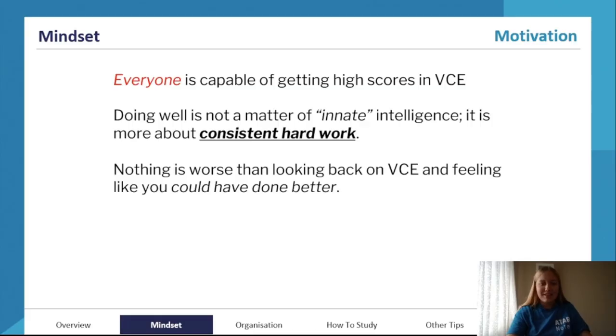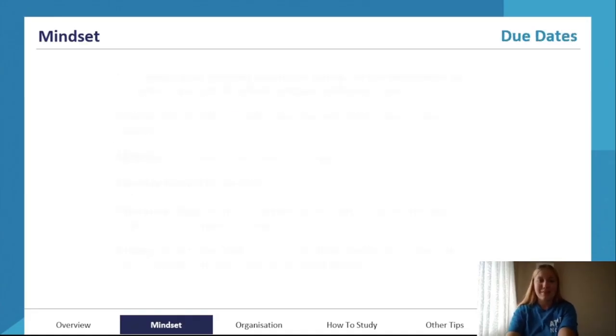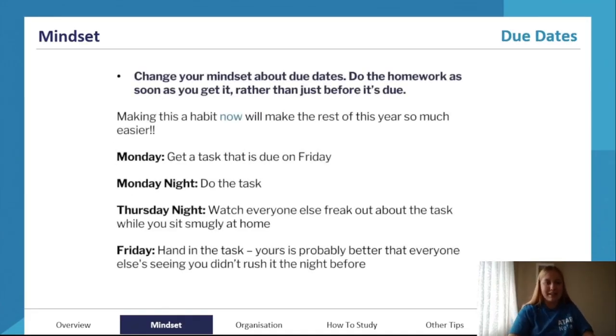And nothing is really worse than looking back on VCE and feeling like we could have done better, or a lot better, and having regrets about our results and how we studied. So it's really important to change our mindset about due dates. That's the first strategy that we're going to have a chat about.